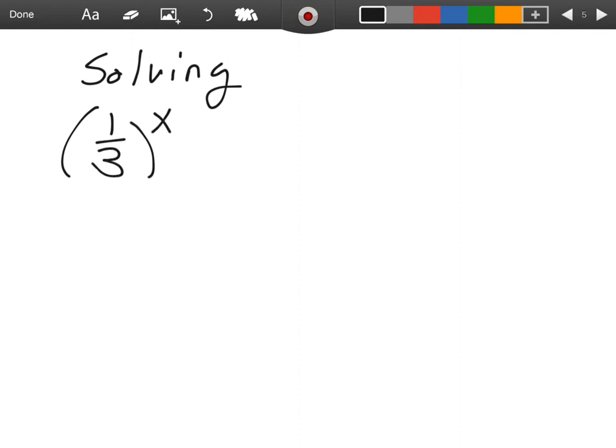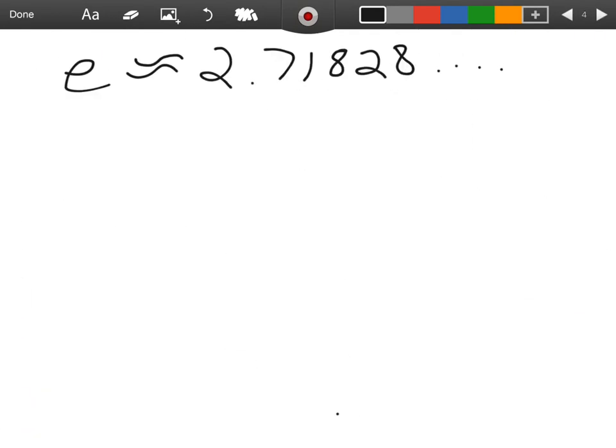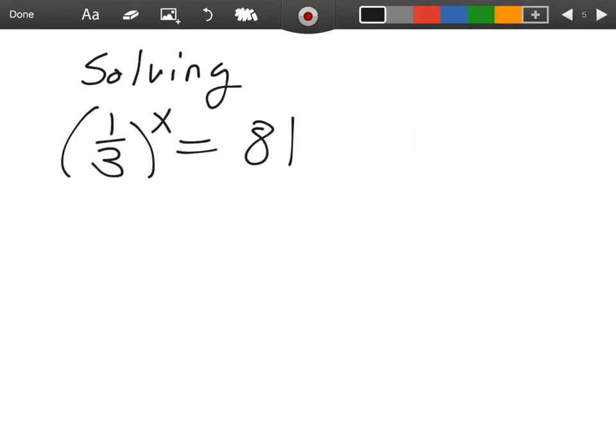Let's use our rules to solve some of these. Now there's going to be a lot easier ways to solve these, but right now let's just use the properties that we know. So first here, I can take this, and I want to write it as the same power because I want to use rule number 10, I think it was. Yeah, we're going to use rule number 10 to solve some of these. So if I can write these as the same power, I can make the exponents equal each other.